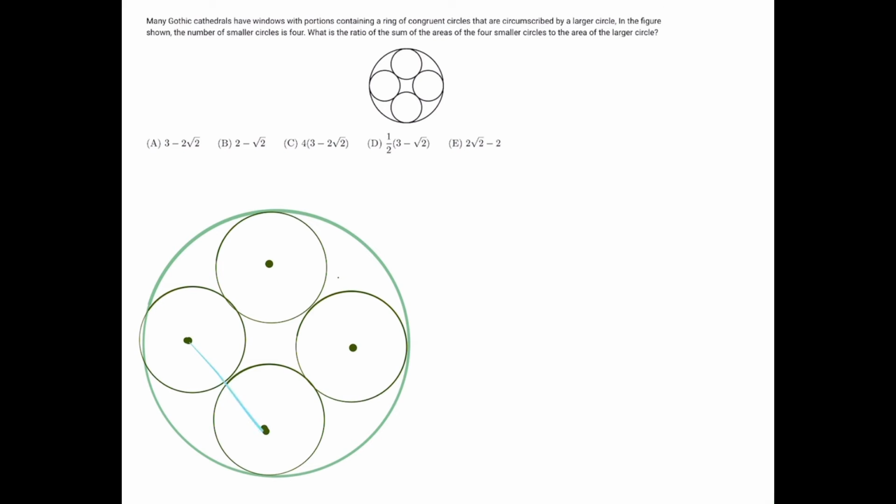Okay, so I'm going to connect the centers of the 4 circles. And we have a square because obviously the circles are all congruent. So the side length of the square would equal 2 times the radius. So that portion would be, let's just say r. This portion is r, and the whole side would be 2r.